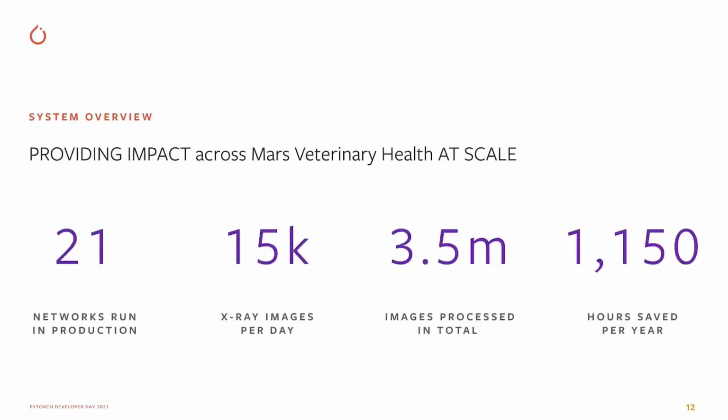Now, to give you an overview, at the moment we have 21 networks running on the whole X-ray or radiology platform. We do inference on around 15,000 images a day, and have already done inference on 3.5 million images in total. The current system, and that's mainly coming from the reorientation of the images, already saves over 1,000 radiologist hours per year, which is amazing if you think back in the beginning on how scarce that resource is.